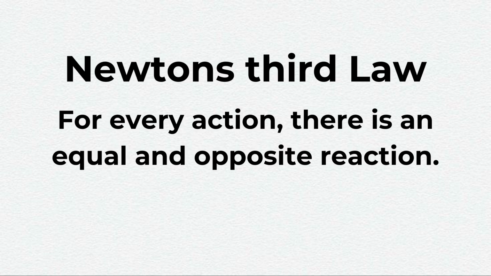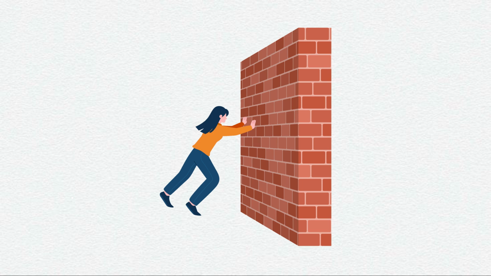Newton's third law of motion states that for every action, there is an equal and opposite reaction. Here's a great example to illustrate Newton's third law of motion. There's a woman and she's pushing the wall, and she applies a force of 40 newtons. However, the wall will also apply a force of 40 newtons in the opposite direction. This might explain why you feel like you're being pushed back when you're pushing something like a wall or a sofa.